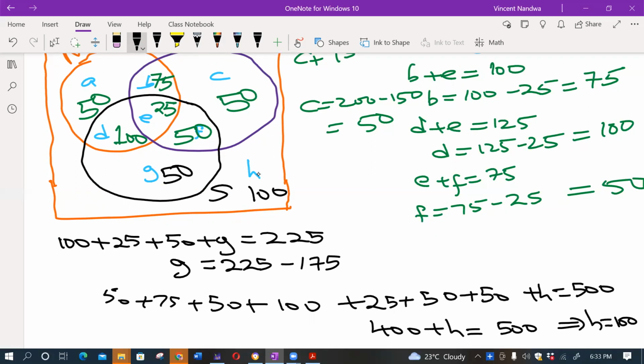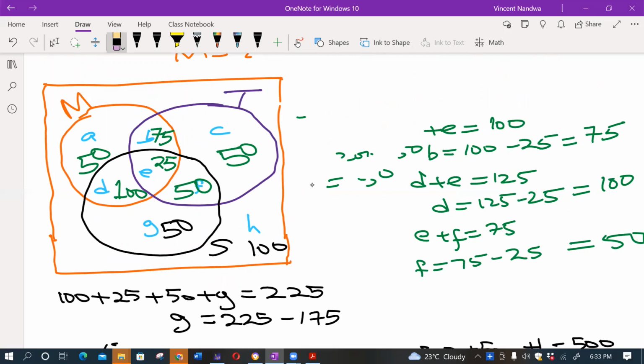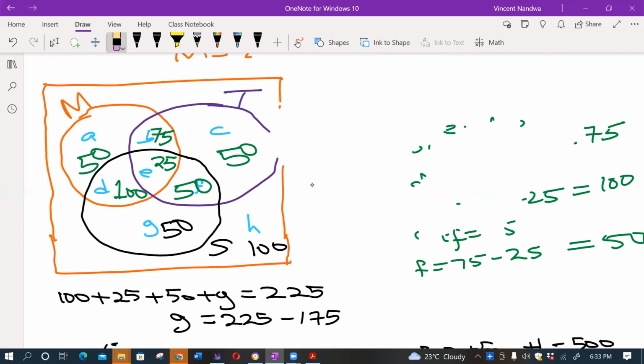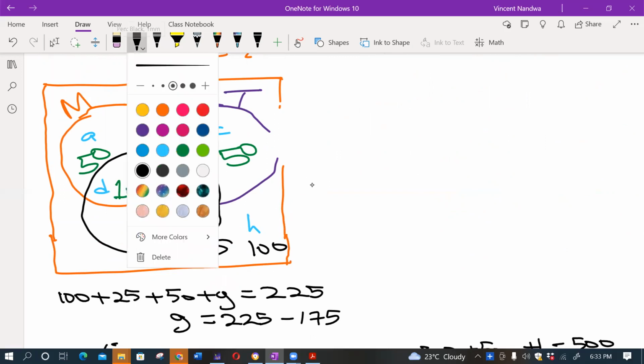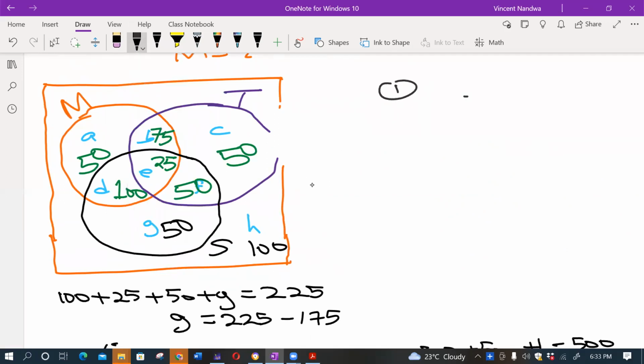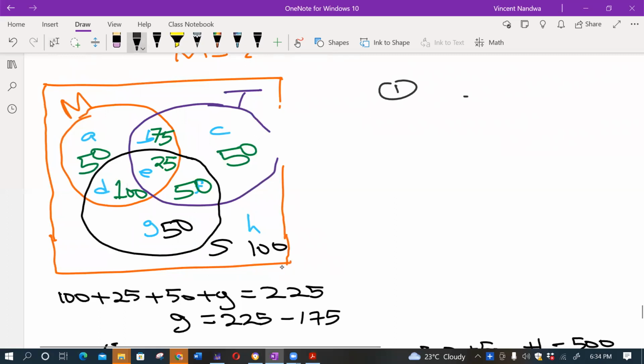So therefore, our Venn diagram is complete, and we should be able now to respond to the preceding questions. Once we have the complete Venn diagram, it should be easier to respond to the questions that follow. The first question was to find the number of tourists who did not go to any of the three places. Those who did not go to Mombasa, Samburu, or Tsavo are the tourists outside the three sets. And it's very clear from this diagram that what is outside is 100. So the answer will be 100.